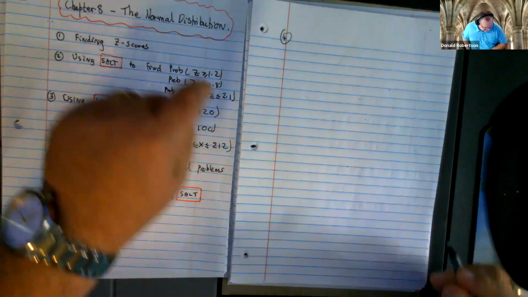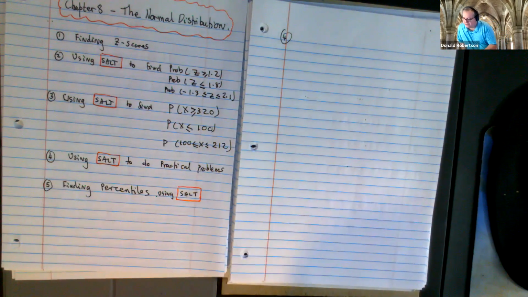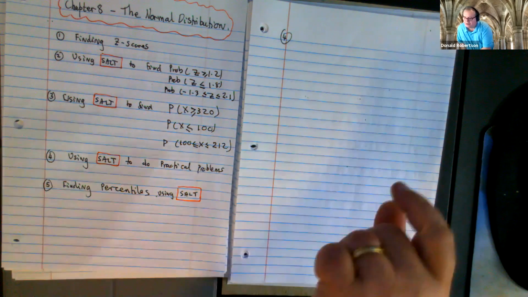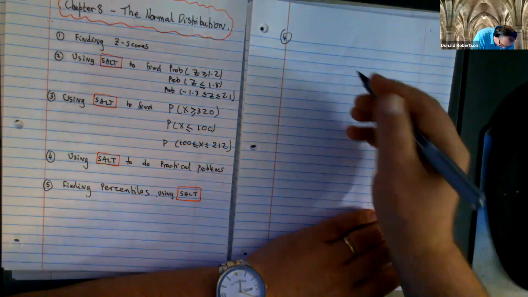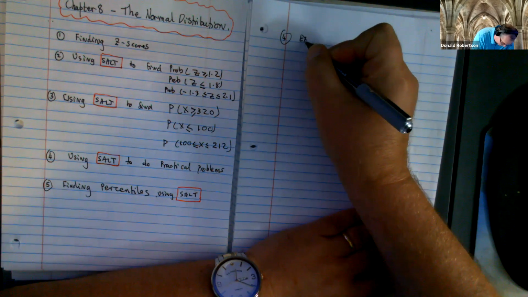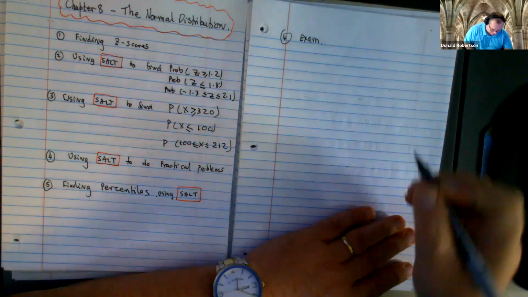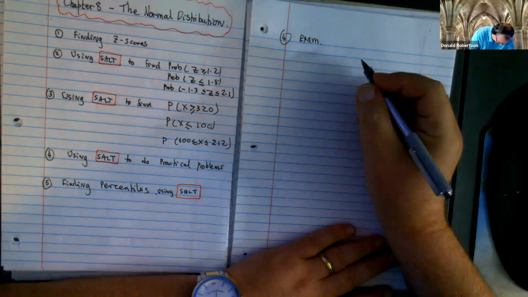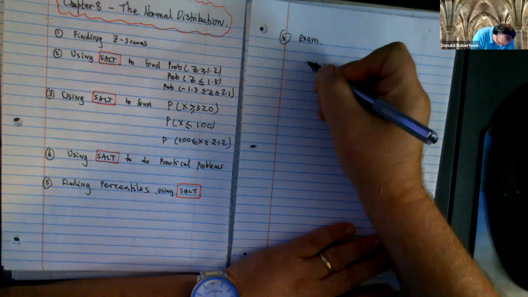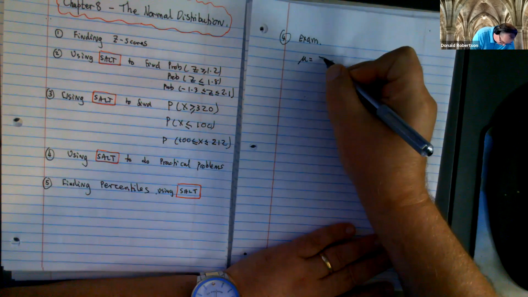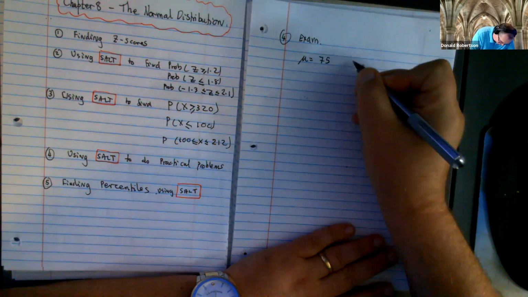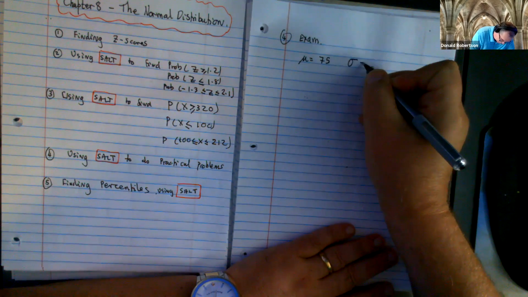Everything that we've been doing right now has just been button pressing, hasn't it? You hit SALT, you put numbers in various boxes, and you read an answer off. So let's put that into a practical context. Let's suppose that I had an exam, a really big exam. And in this exam, the population, because it's everybody, the mean was 75, and the standard deviation was 6.